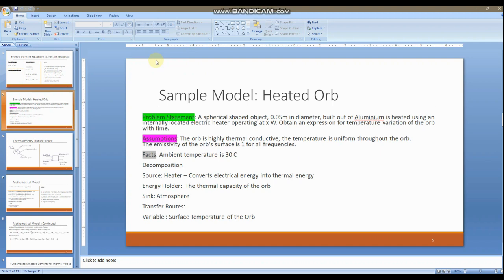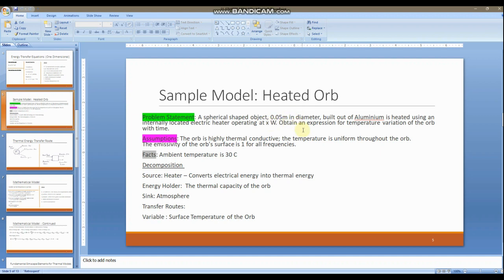Right now, since the best means for anyone to learn concepts is to apply them to solve some problem, we'll be discussing such a sample problem. So we'll be looking at an extremely simplified thermal system of a heated orb, and I have given the problem statement over here. Under the problem statement, I have specified some geometric properties of an orb, or a sphere, which I would like to call it.